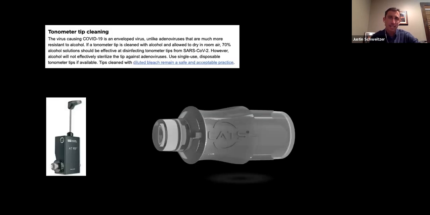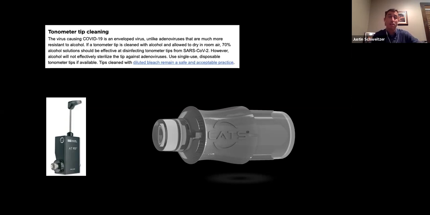So I'm going to spend 2 minutes on tip cleaning. So this comes from the American Academy of Ophthalmology with tonometer tips. They are recommending or mentioning that single-use disposable tips, if available, are probably best. But as you'll read this paragraph here, 70% alcohol solutions, so a lot of the swabs that we all have, the isopropyl alcohol swabs, are effective in disinfecting the tonometer tips for COVID-19 and the SARS-CoV-2. The issue is it can damage the tonometer tip, so keep that in mind, but it's still worth wiping it down, obviously, between patients.